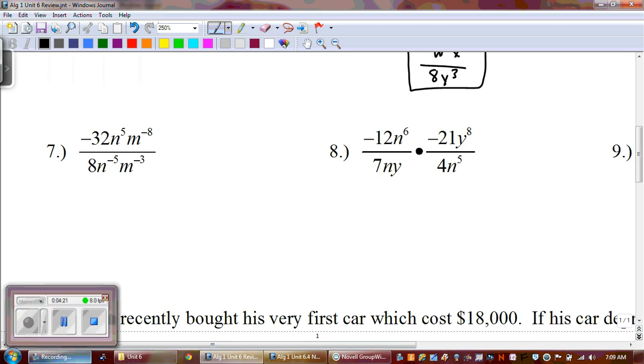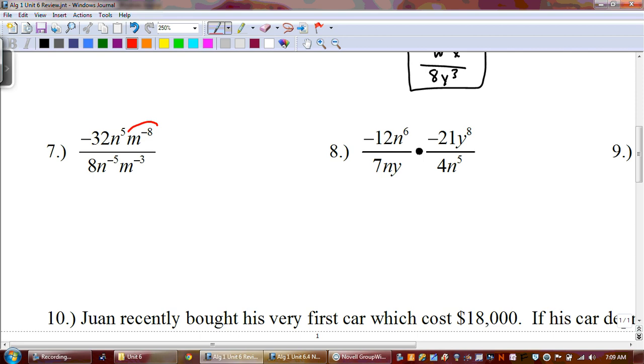Okay, we have some negative exponents, so we're going to drop it like it's hot. And if it's already on the bottom, we're going to bring it to the top. So we get a negative 32 n to the 5th, and then we brought up n to the 5th m cubed. On the bottom, we have an 8, and then we brought down m to the 8th. Okay?